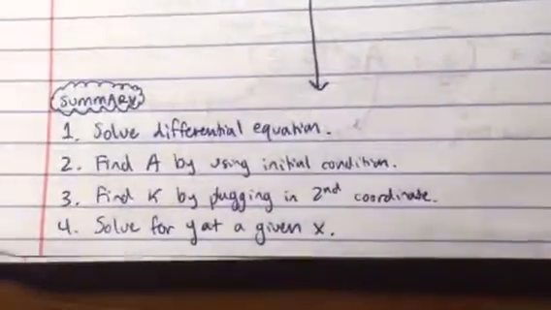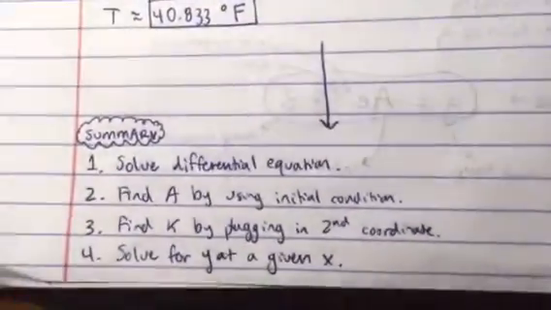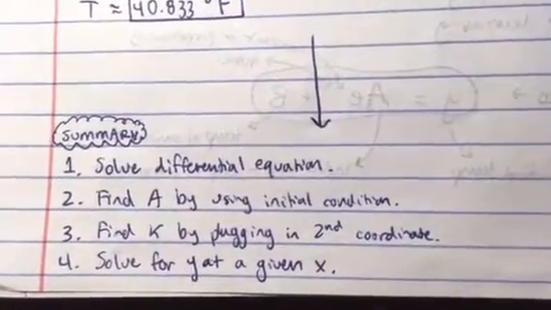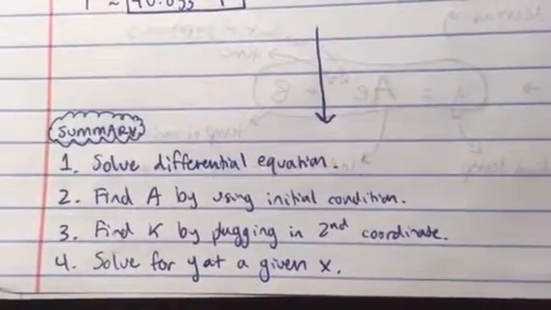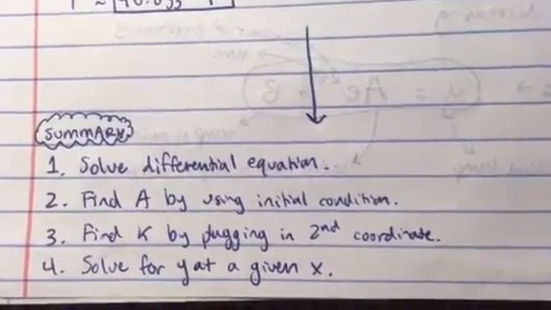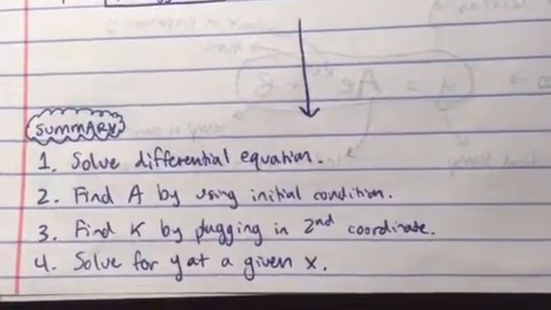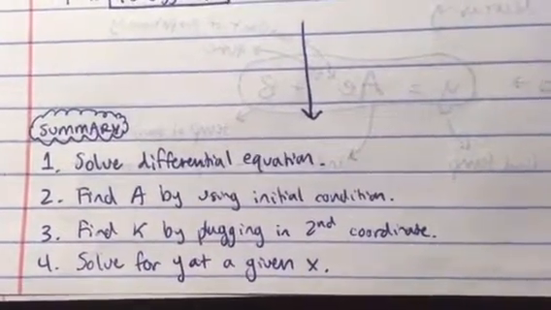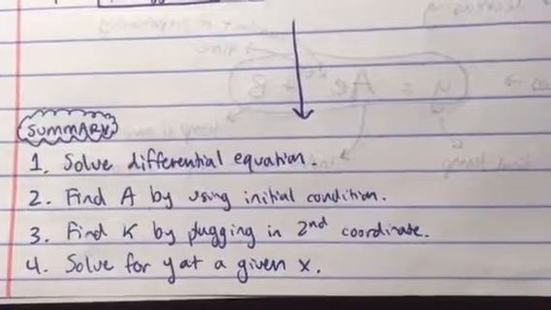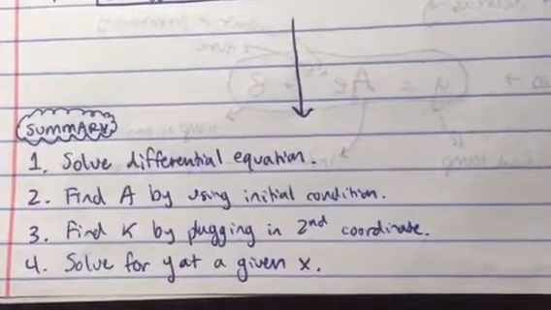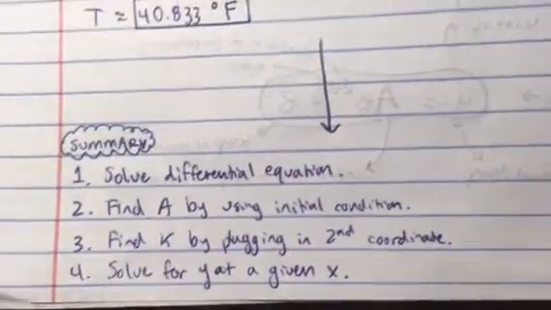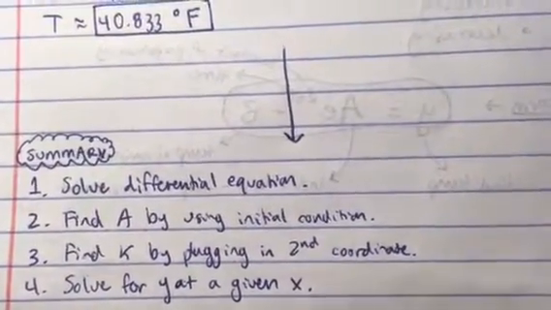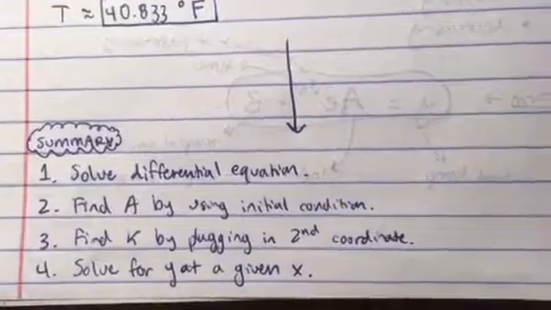So right here I've just made a quick little summary of these general steps so we can apply them to any heating and cooling problem. So first we have to solve the differential equation. Then we find A by plugging in the initial condition, which was the temperature at 0 minutes. And then we found K by plugging in the second coordinate that was given to us in the problem. And then finally we solve for Y at the given X, or you could solve for X at the Y or any other variable.